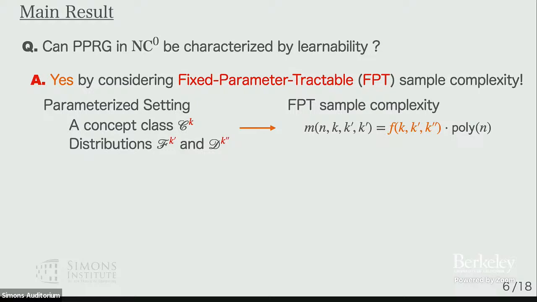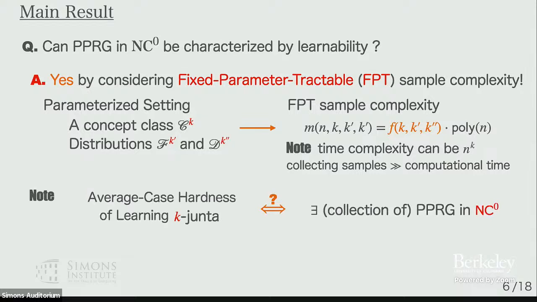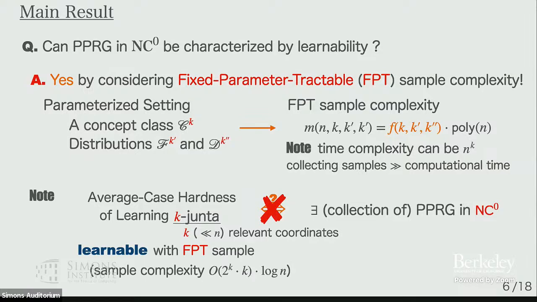But the point here is that we consider FPT sample complexity, but we do not consider FPT time complexity. The time complexity can depend on the parameter. In other words, we consider the situation in which collecting samples takes much more cost than consuming computational time. And it is still a natural setting for us. But even if we consider fixed parameter tractable sample complexity, the problem does not become so easy. Particularly, learning k-juntas, where a k-junta is a function which depends on at most k relevant coordinates, is still learnable with FPT samples. So to characterize PPRGs in NC0, we need to consider some non-trivial learning setting.